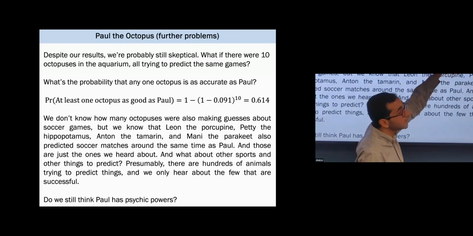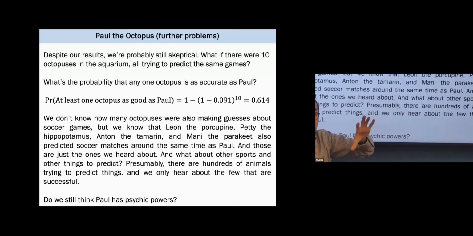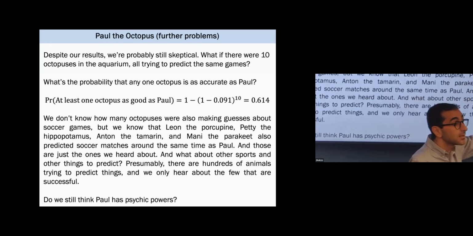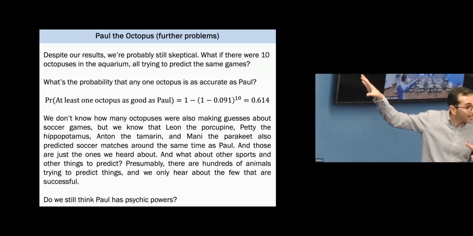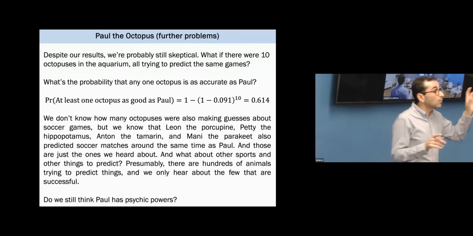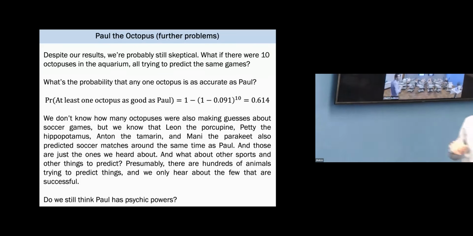So 1 minus that probability that I found before, to the power of 10, since I have 10 octopuses. This will give us a probability of 0.614. Now that probability is quite large, right? The probability that at least one of the octopuses will predict the team correctly.